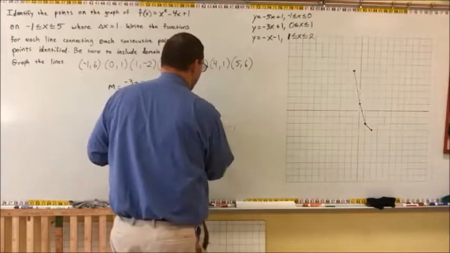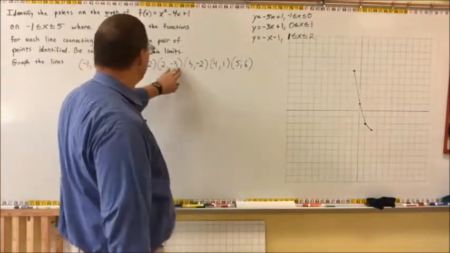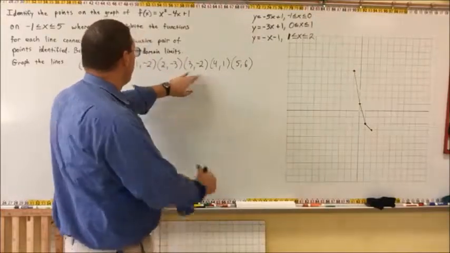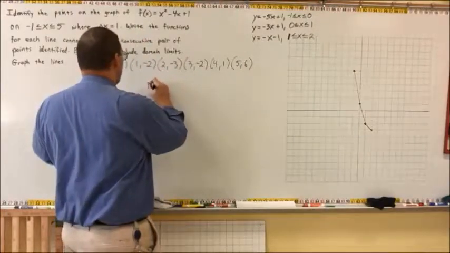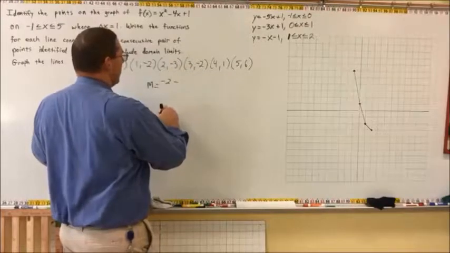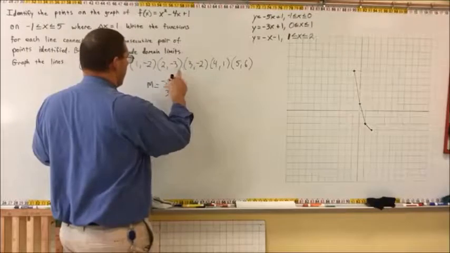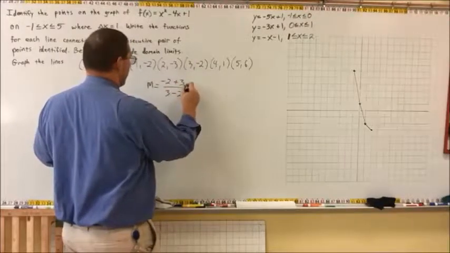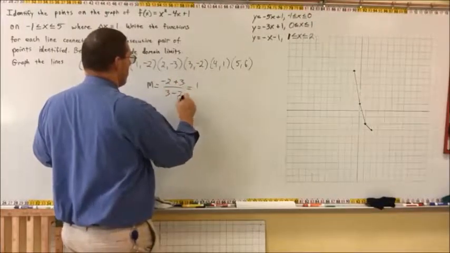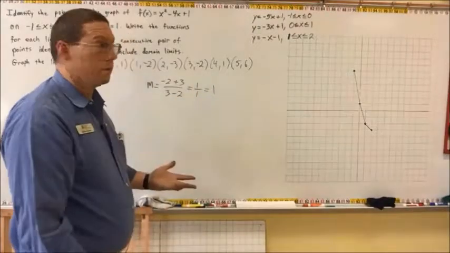We've got 3 out of the 6 lines done. So now we're going to do the line that goes between 2, -3 and 3, -2. So we need a slope. M is equal to y2, -2, minus y1, -3, which is plus 3, over 3 minus 2, x2 minus x1. Well, -2 plus 3, that's 1. 3 minus 2, that's also 1. So we have a slope of 1 here.